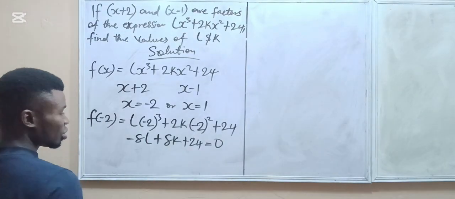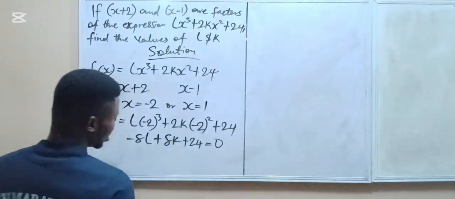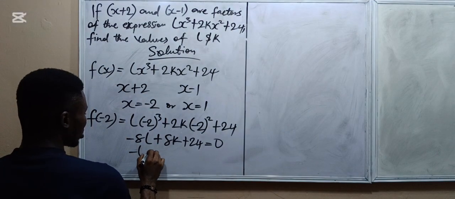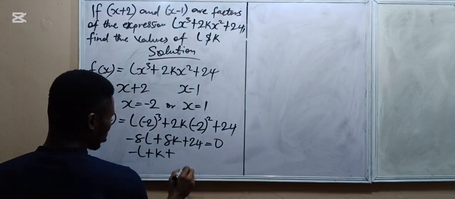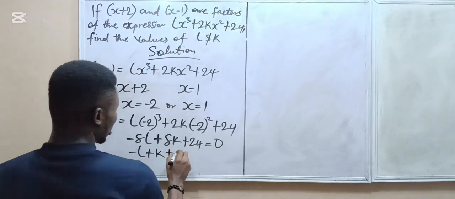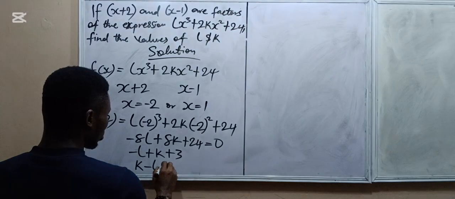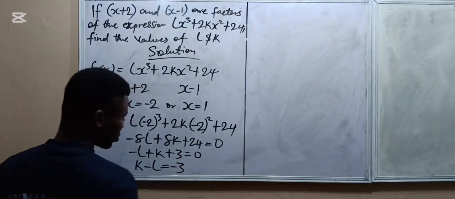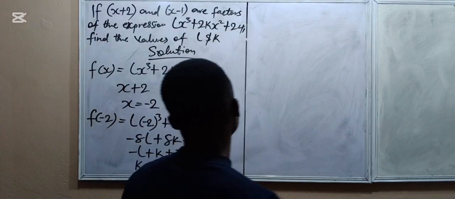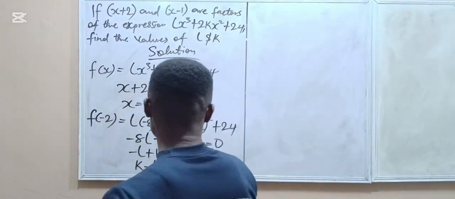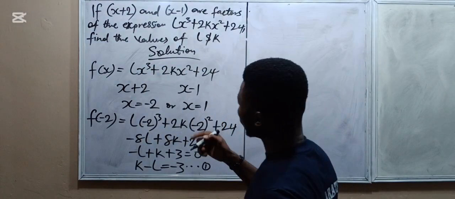Now, if you look at this, we can use 8 to divide so that it will be simpler. So 8 here, we have minus L plus k, then plus 24 divided by 8 is 3. And this is the same thing as k minus L is equal to minus 3. Right? So this is equation 1. Now let's substitute 1.